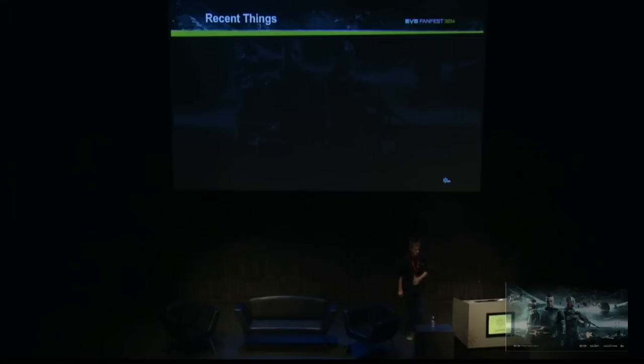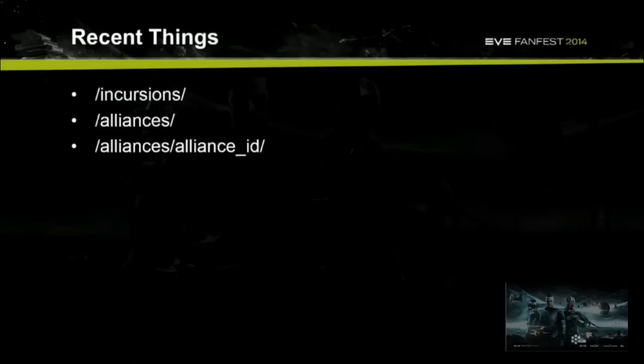Recent things with public CREST. We added incursions to it. We added alliances to it. /alliance ID for more information. You can get kill mails through the CREST link. You can get the link from a kill mail in the client, dump it there. You get all sorts of fancy information. It's great.